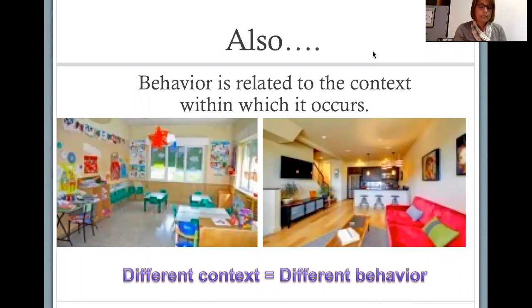Also, expected behavior can change depending upon the setting. For instance, voice level in the hallway is different than the expected voice level in the lunchroom. We need to be clear about the behavior we expect across settings within the school. We can't assume they know how we want them to behave in every setting.